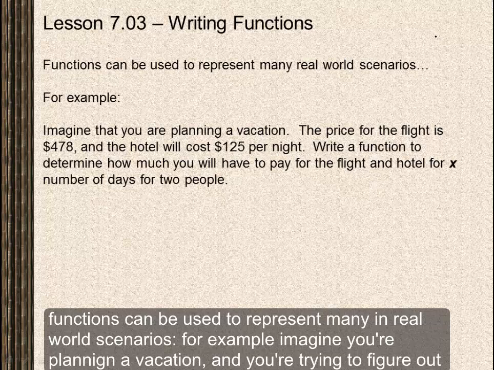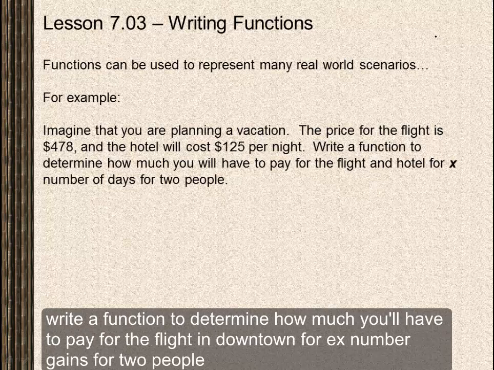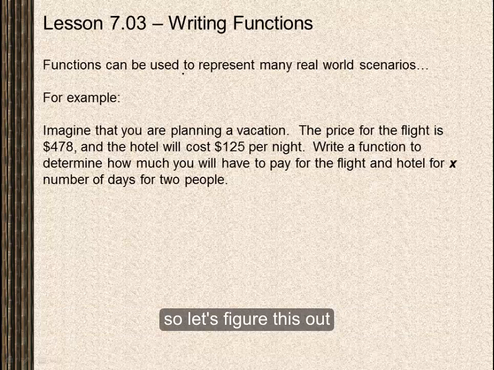For example, imagine you're planning a vacation and you're trying to figure out how much it's all going to cost. You find that the price for the flight is $478 and the hotel will cost $125 per night. Write a function to determine how much you'll have to pay for the flight and hotel for x number of days for 2 people. So let's figure this out.